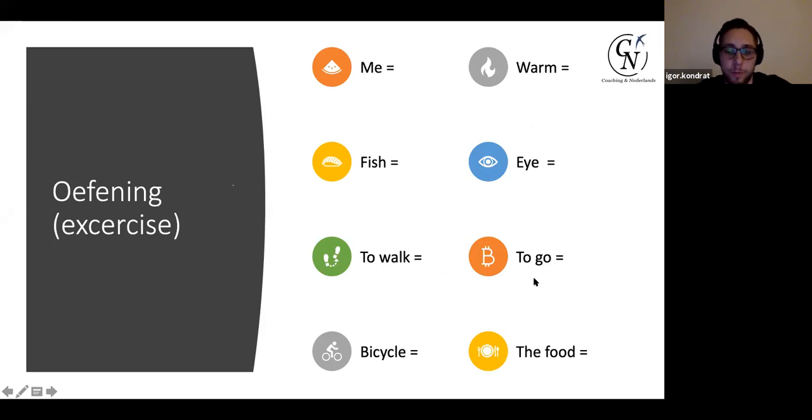Gaan is more to go. So gaan, it's to go. And to walk, it's lopen. Okay. Now we have bicycle. Yeah, fiets. With the S in the end. Yeah, fiets. Ik rij op een fiets. Ride on a bicycle. And how is warm in Dutch? Warm. Yeah, exactly. Het is warm weer. It's warm weather.